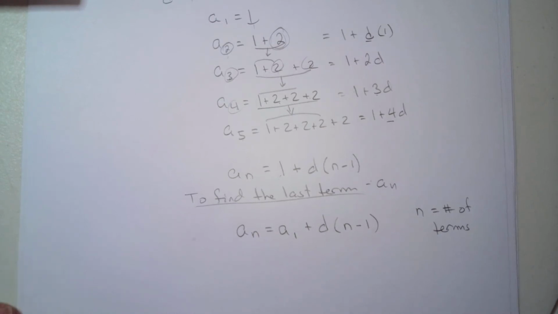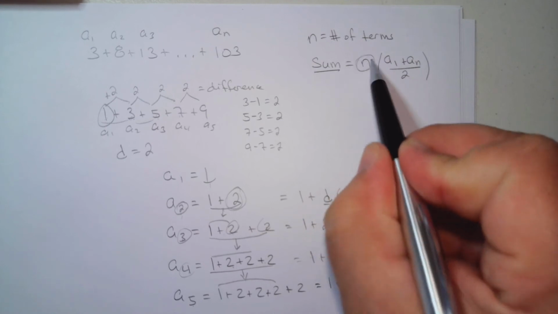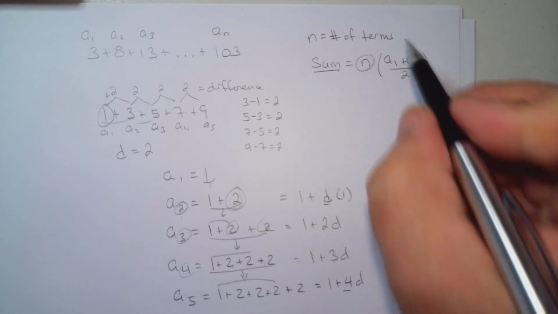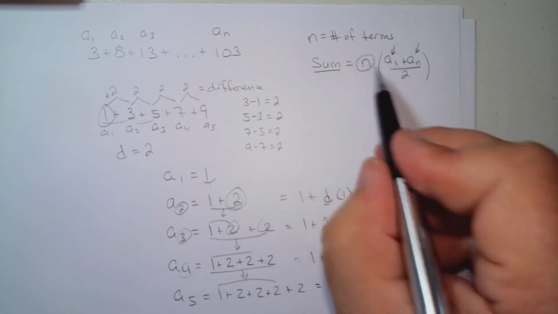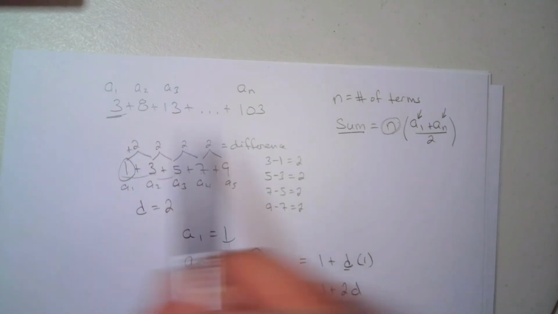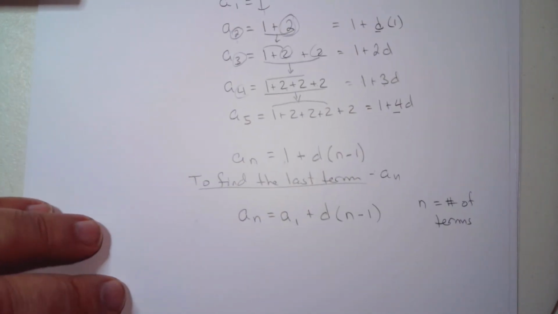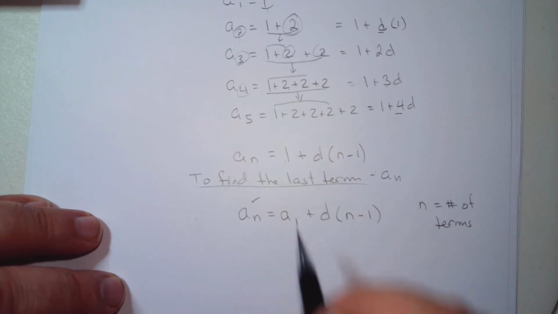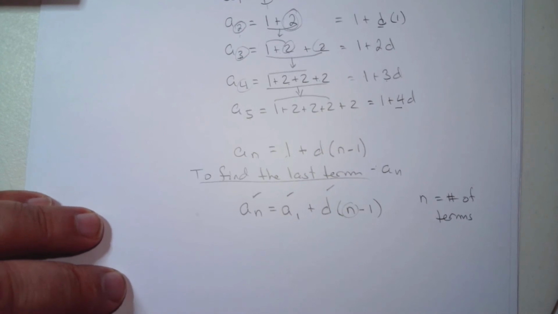Now, why do we do that? Because remember, back up here, our formula to find the sum is we had to know what n was. We know what the first and the last numbers are. We just don't know how many numbers we have between them. The first term is 3, the last term is 103. How many numbers are there between there? That's what we use this for. Remember, we have an, we have a1, we know the difference, we can figure out what n is.